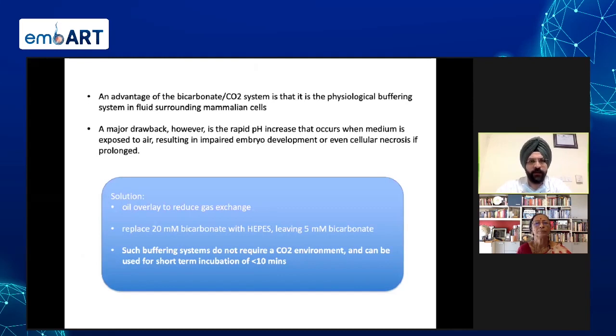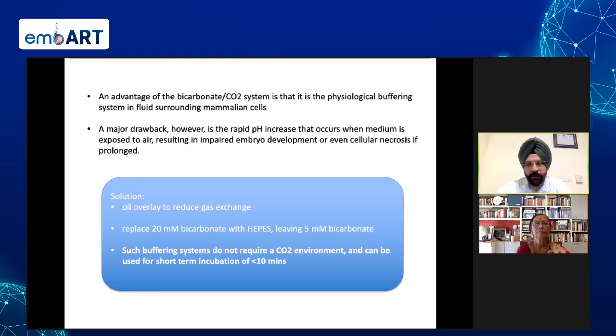The advantage of the bicarbonate or CO2 buffer system is that it is the physiological buffer system present in mammalian cells. A major drawback is the rapid pH change which occurs when the medium is exposed to air, resulting in impaired development or even cellular necrosis if prolonged. A very simple solution is an oil overlay, which reduces gas exchange.